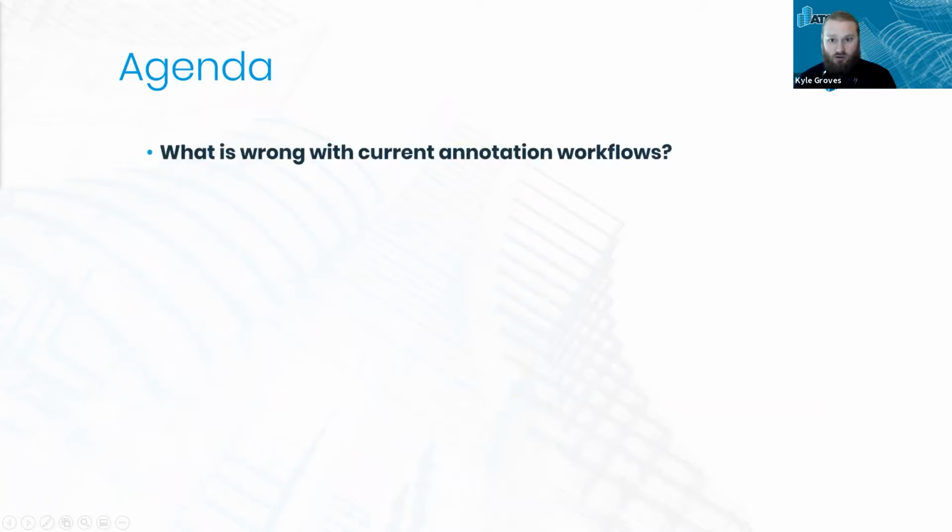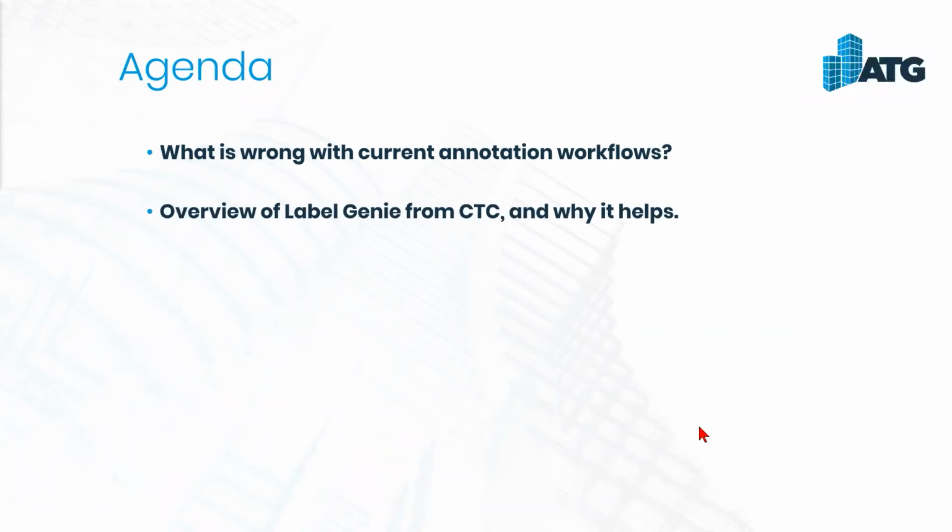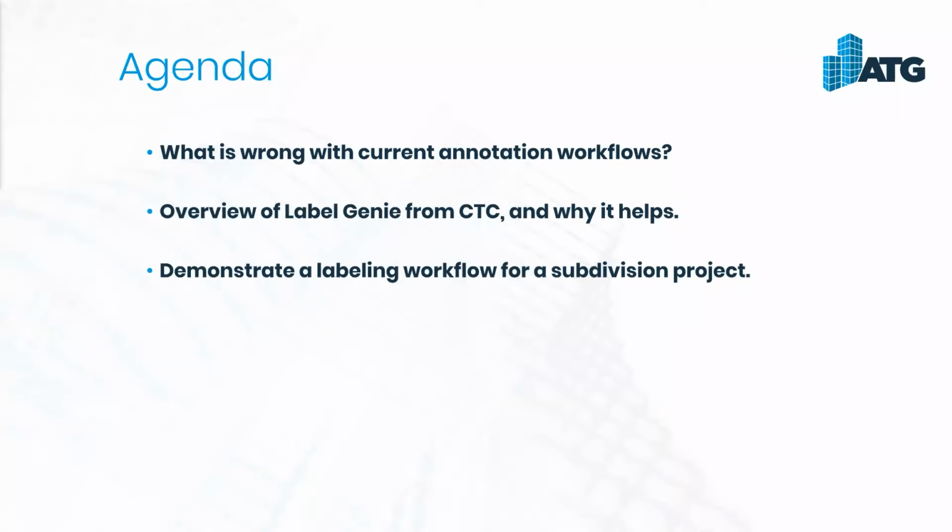Today, this is what we're going to go over. First off, we're going to talk about our problems that we're dealing with in out-of-the-box Civil 3D. What's wrong with our current annotation workflows? What are the frustrations? And then we'll talk about how to solve that by overviewing the Label Genie tool from CTC Software and how we're going to address those issues with the out-of-the-box workflows. Lastly, I'm going to demonstrate those using various labeling workflows. We'll be looking at a subdivision project, and we'll also be looking at some plan, profile, and section workflows too.